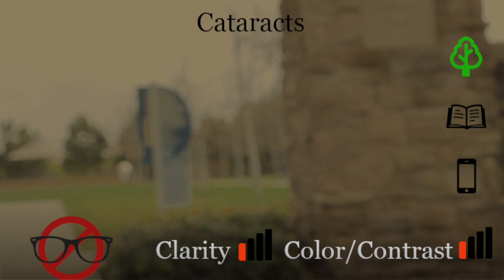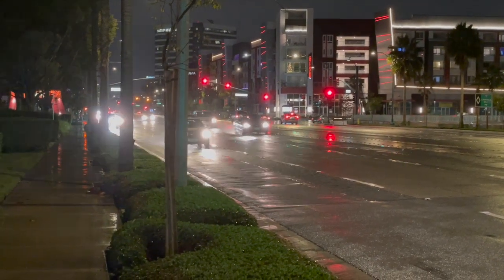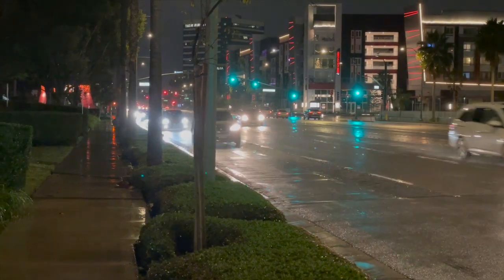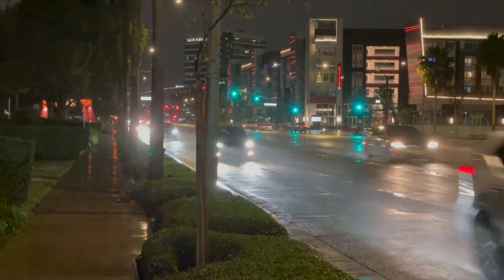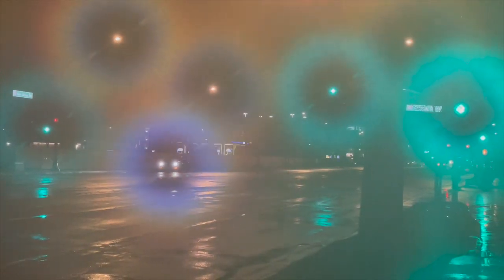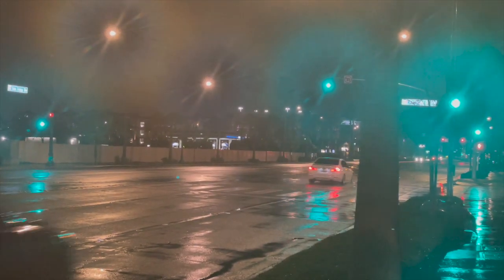This is the vision of someone without cataracts. At night, the lights are nice and clear without any glare and halos. The headlights are pinpoint lights without any circles around them. And here is a video of someone with cataracts. You see the glare and halos around the lights at night, which can be debilitating.